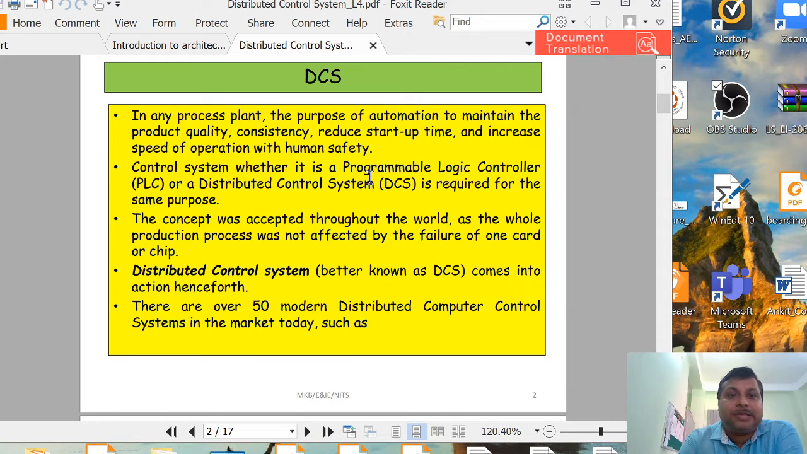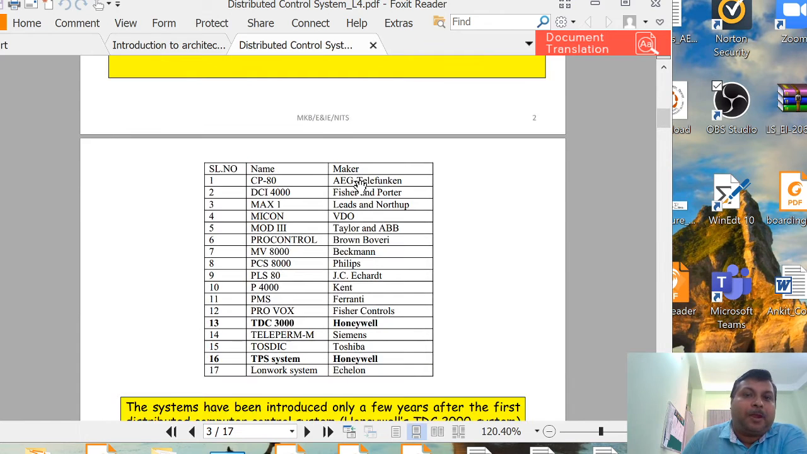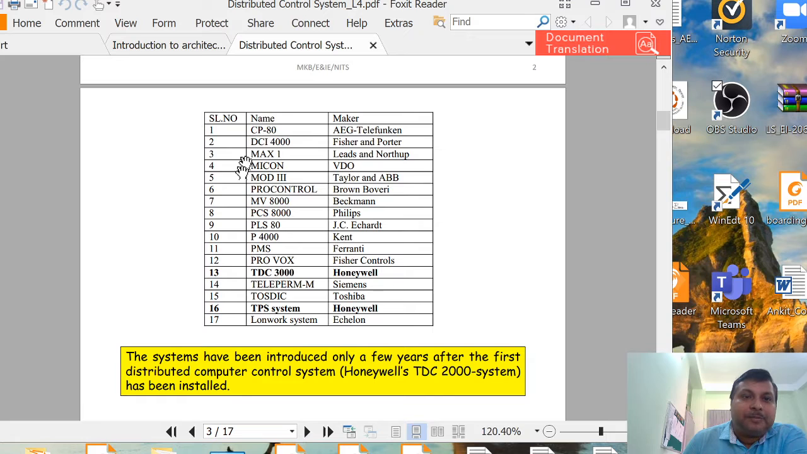The concept was accepted throughout the world as the whole production process was not affected by the failure of one card or chip. Distributed control system, better known as DCS, came into action henceforth, and there are 50 modern distributed computer control systems in the market today. Some of the companies or vendors are enlisted, and the typical names of their DCS are listed here in this table.